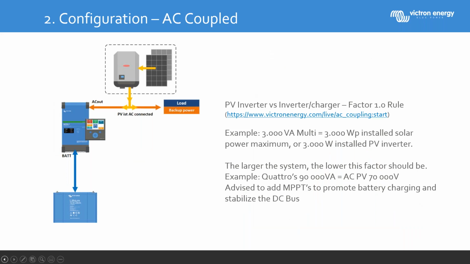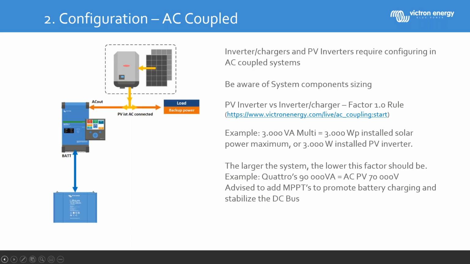It has been discussed already before, but we'll give an example here. You have to follow the factor 1 rule. For example, for a small system, if you have a 3 kVA Multi, then you can install 3 kilowatt peak of solar power, or you can install a 3 kilowatt Fronius PV inverter. And as Muhammad said, you can oversize the PV array. So you can have up to a 4.5 kilowatt PV array and a 3 kilowatt PV inverter connected on a 3 kVA Multi, but you should never exceed 3 kilowatt.